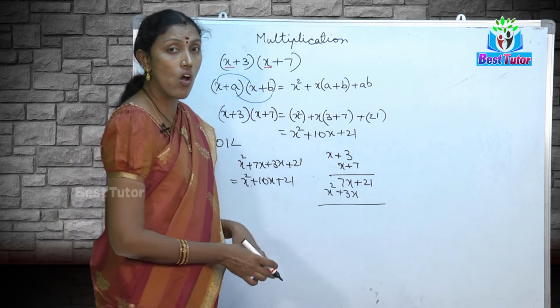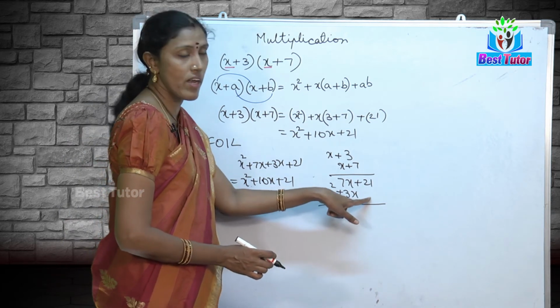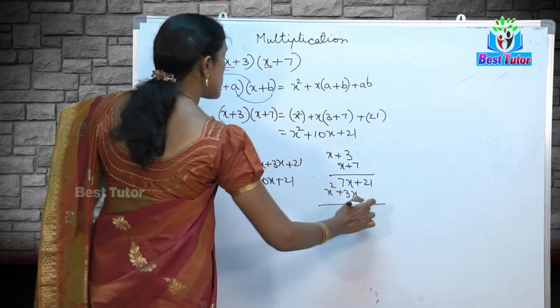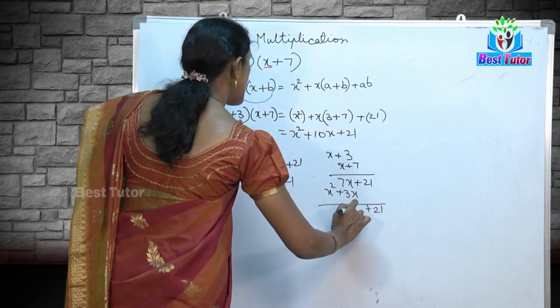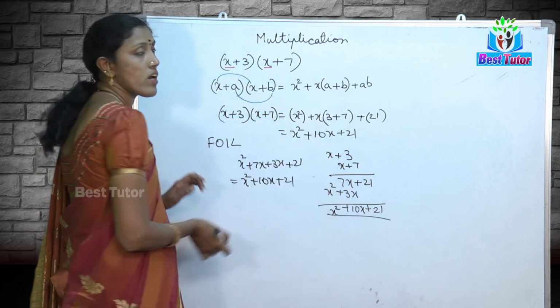21 and 3x are not like terms, so I can't write 3x over there. They are unlike terms. So I have left that space and moved on to the next column. So we get 21, 10x, x square. So the answer product remains the same.